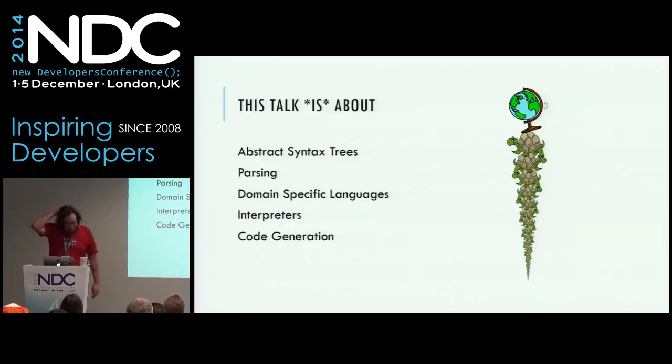So what is the talk about? Well, it's turtles all the way down. You'll see that as we go. And we're going to look at abstract syntax trees, parsing, domain-specific languages, all the way through to interpreters and code generation. We'll look at generating IL and JavaScript, because that's cool, and machine code and all that sort of thing. Now, actually, the first thing we're going to look at is language design.